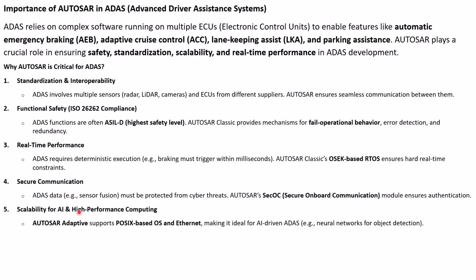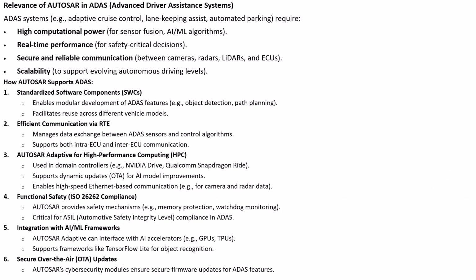Last but not the least, scalability for AI and high performance computing. Autosar Adaptive supports POSIX based OS and Ethernet, making it ideal for AI driven ADAS. Okay, so this Autosar Adaptive supports operating systems and also Ethernet, making it ideal for AI based ADAS. Ethernet is a very fast, high data payload communication protocol, and it is especially useful for autonomous driving and higher levels of ADAS. Okay, so that is the pivotal role played by Autosar in ADAS.